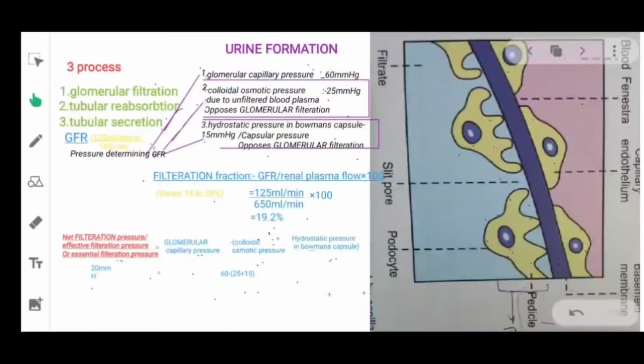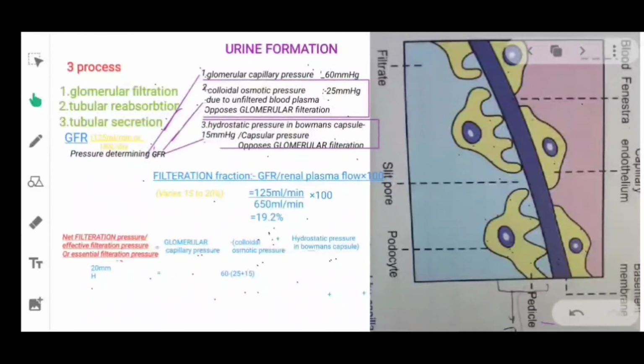Now, what is filtration fraction? It is the fraction of GFR to the renal plasma flow, which is 19.2%. It can vary from 15 to 20%.